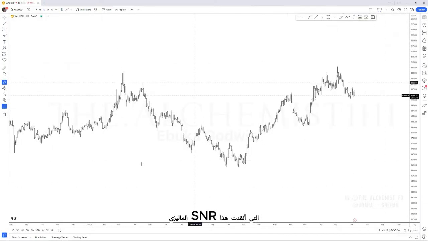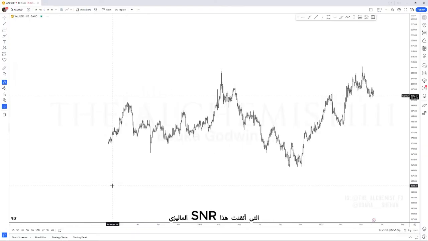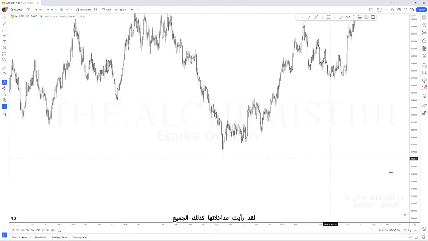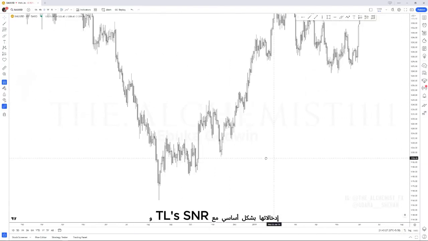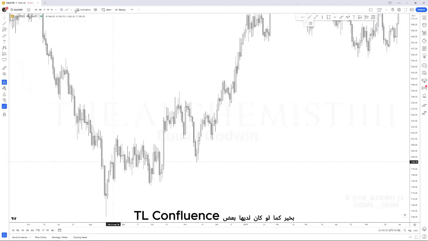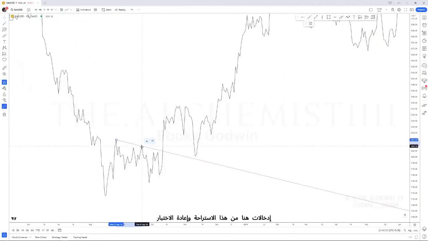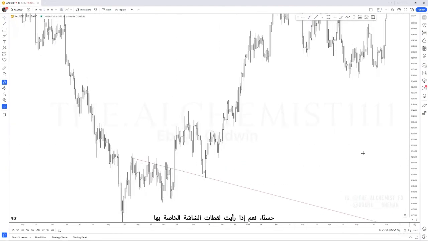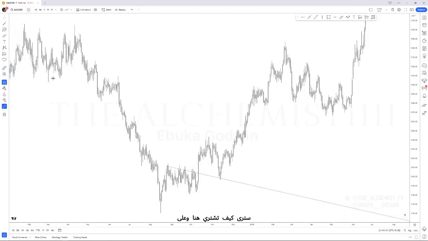Now, like I told you, if you know Dear the Gold Digger, she's the one who has mastered this Malaysian SNR thing. She's amazing. I have seen her entries as well, and all her entries are mainly with TL's SNR and TL confluence. She has some entries here from this break and retest trend line, something like this. If you see her screenshots, you will see how she buys here, and on this same day as she buys, she calls out, live on Instagram, that she takes the buy here.